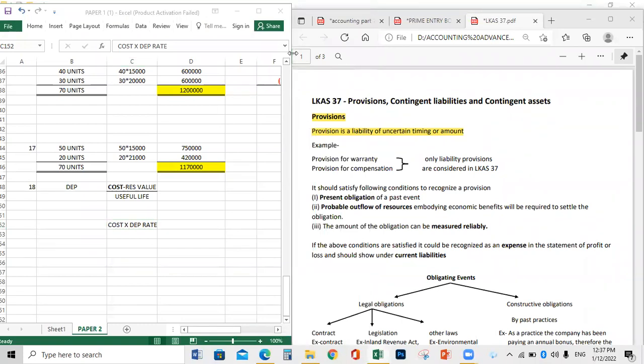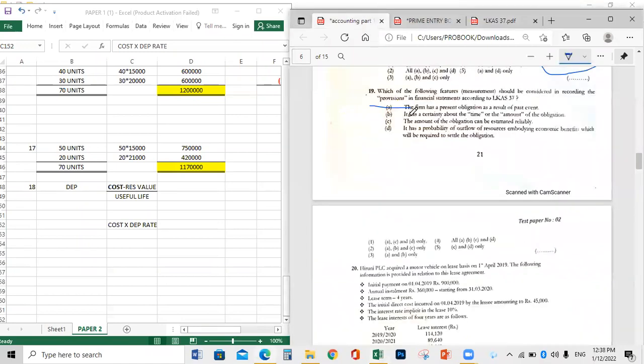You get what I'm saying? We don't know when we give the warranty how many customers will come and ask, or how much we have to spend in the future. We don't know when they will come and ask. So provision is a liability uncertain of timing and amount, but they say here it is certain, which is wrong.